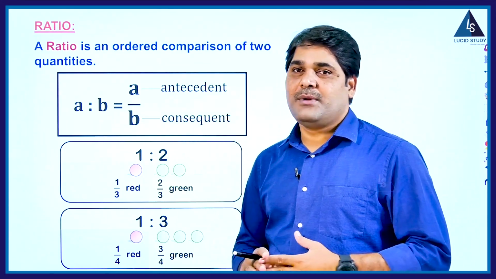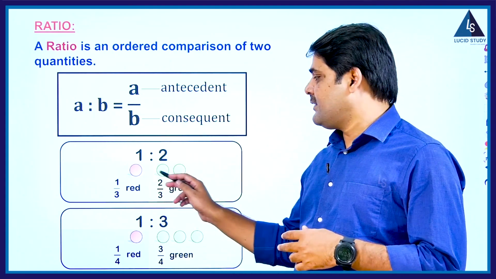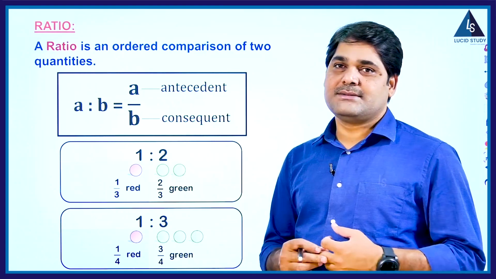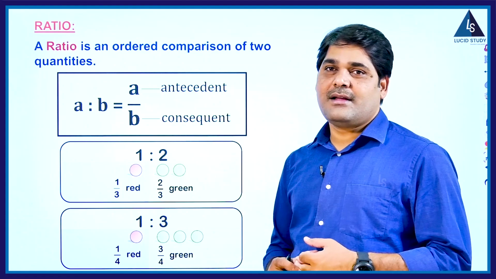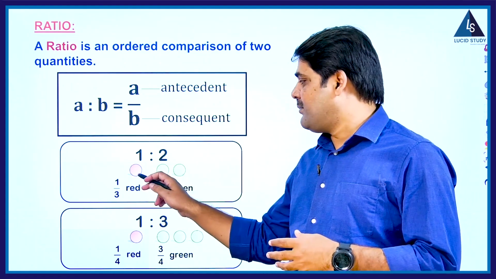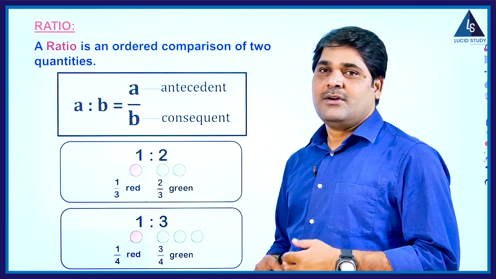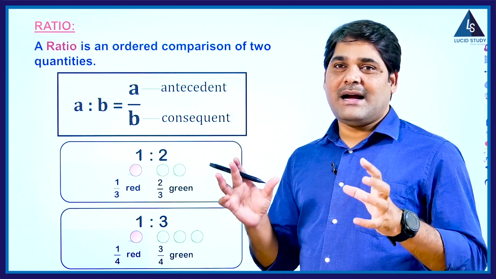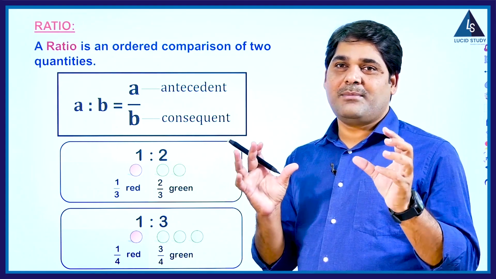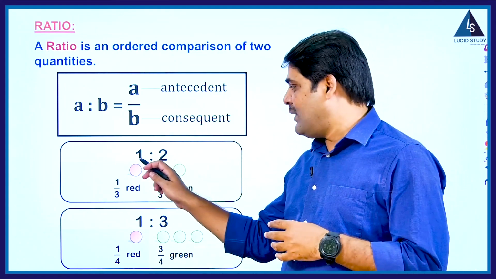For example, I have two types of buttons over here. One is a red button, and the remaining two are green buttons. Now tell me, what is the fraction of red buttons in the total buttons? That is 1 by 3. Similarly, how many green buttons do I have here? 2 out of 3. Now I will compare these two: how many red buttons were there versus green buttons. So 1 is to 2.